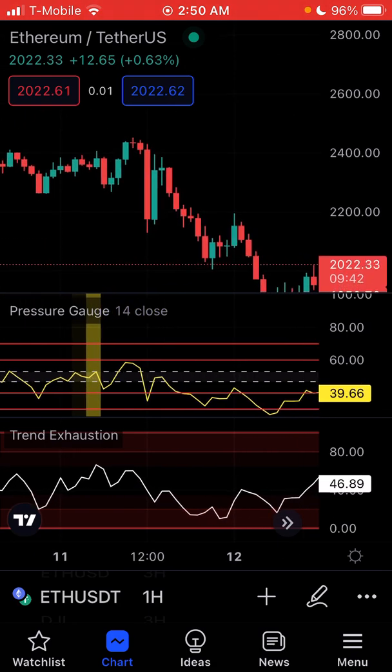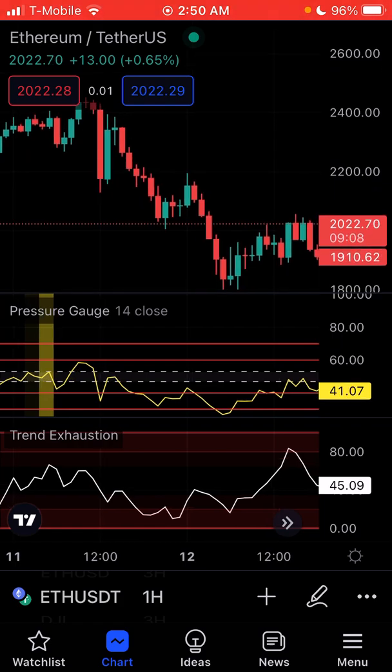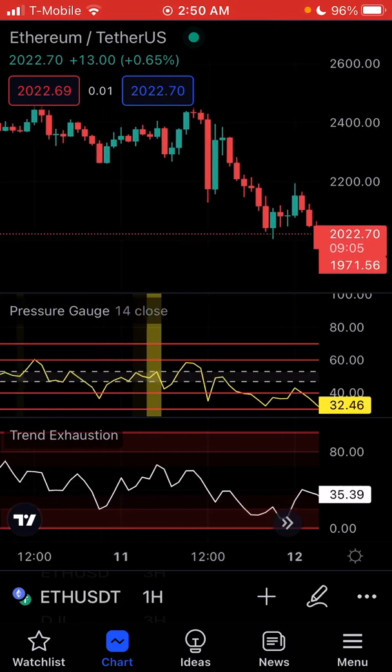So you can see right where the pressure gauge is, you'll see that the trend exhaustion is kind of in the middle. So if this was a move that I was going to do, I wouldn't do this move because the trend exhaustion's kind of in the middle. What I look for is the pressure gauge, and then I look for the trend exhaustion to be on the bottom. Because if the trend exhaustion's on the bottom at the same time where the pressure gauge is there, most likely it's going to go up. Because if you see the pressure gauge, you don't know if it's going to be a strong down or a strong up. So let's go and see if we can find it again.